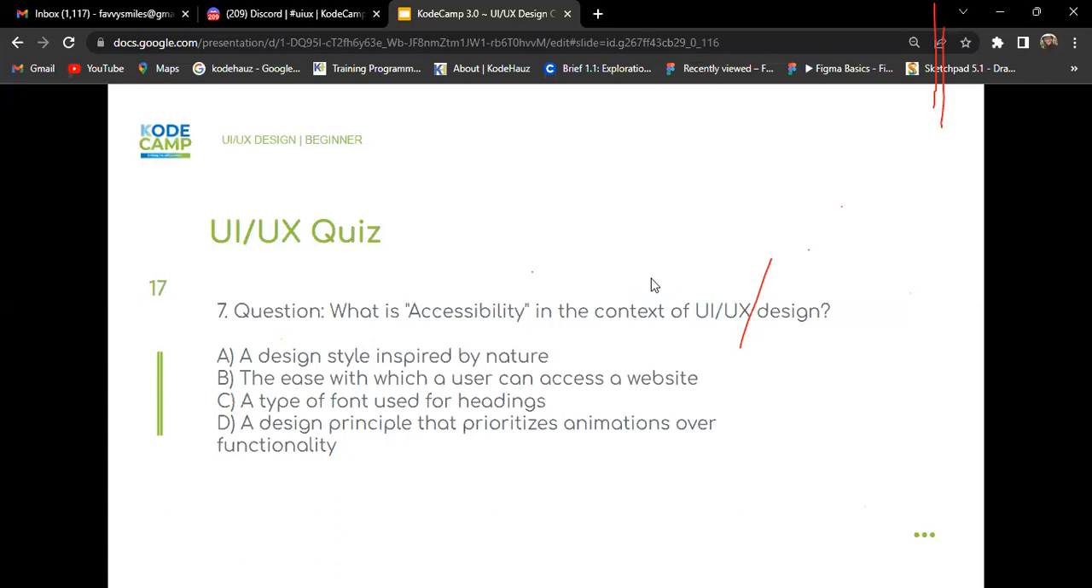What is accessibility in the context of UI UX design? A, a design style inspired by nature. B, the ease with which a user can access a website. C, a type of font used for headings. D, a design principle that prioritizes animations over functionality. The correct answer is B, the ease with which a user can access a website, and Bleeded got it first.